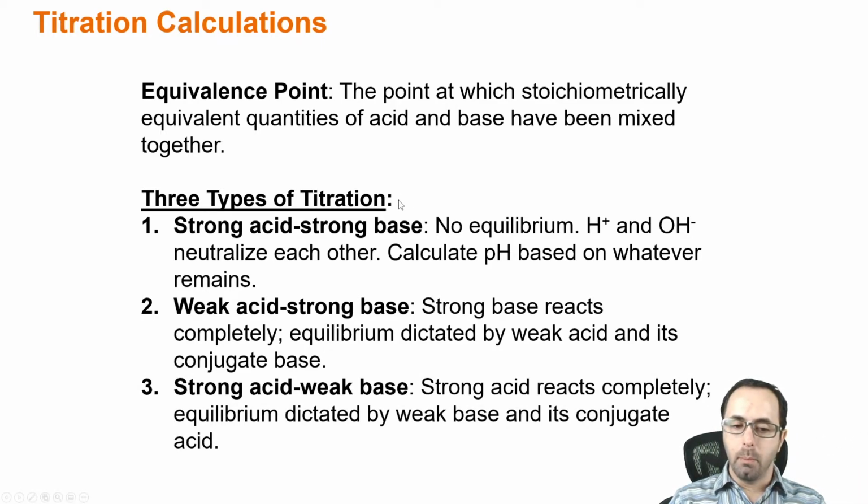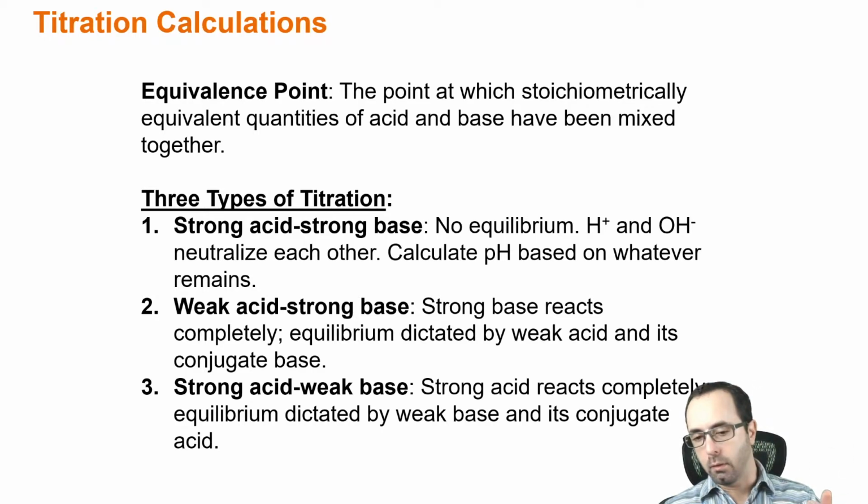The other type is strong acid, weak base titration. So here we assume that the strong acid reacts completely, and then equilibrium will be determined based on the amount of weak base and its conjugate acid that are in the solution. There's one other type of titration you did in the lab. It was weak acid, weak base.